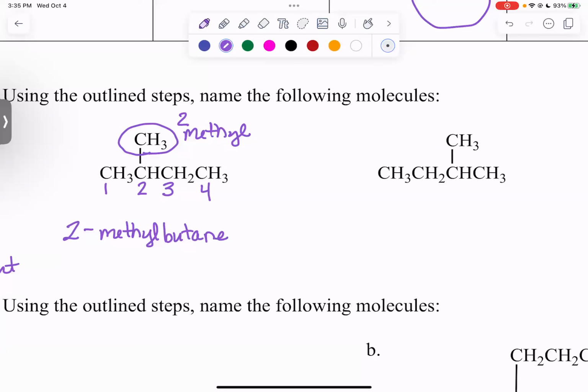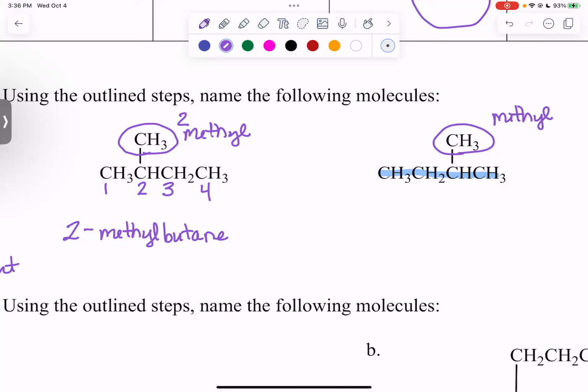Okay. Now, if I look at my next molecule, I could go across 1, 2, 3, 4 carbons. I could go 1, 2, 3, 4 carbons. I could go 1, 2, 3, 4 carbons, right? All of those are possible. So let's just go across this way. Say that's our parent. Okay, what's our substituent? Right, here's a methyl.